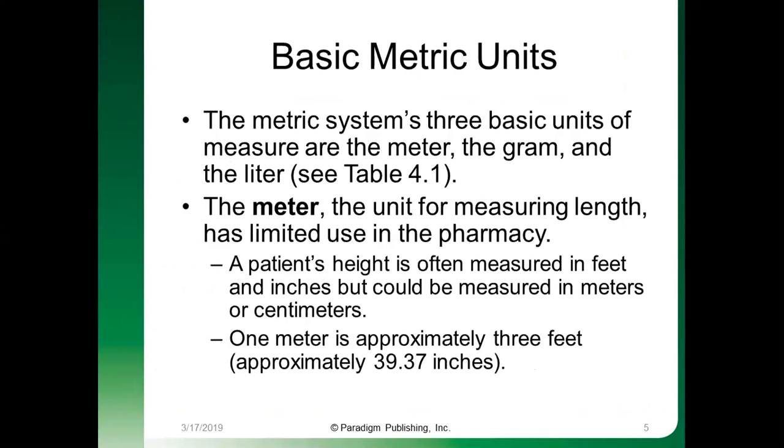So what is the metric system? The metric system has three basic units of measurement: the meter, the gram, and the liter. Table 4.1 will show you the metric system. It'll show you the meter, referred to as M, grams, G, and liter, L.